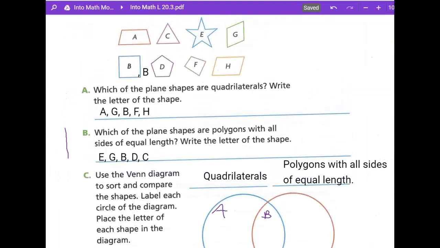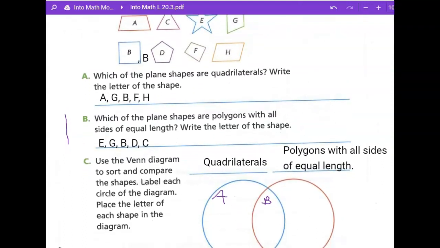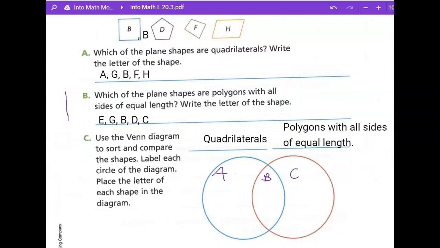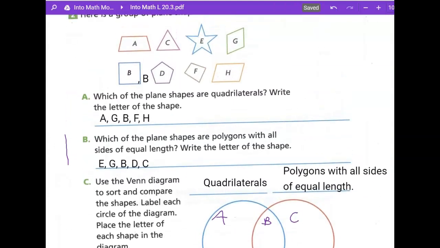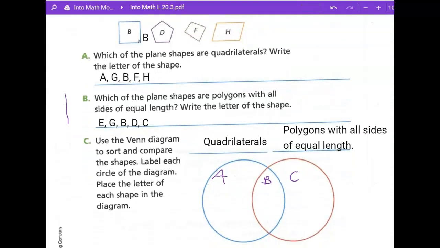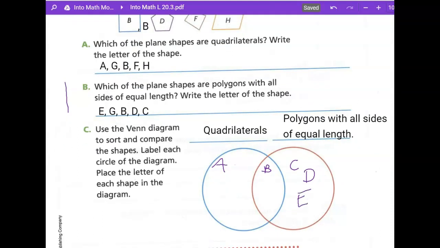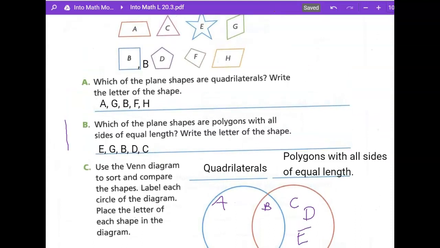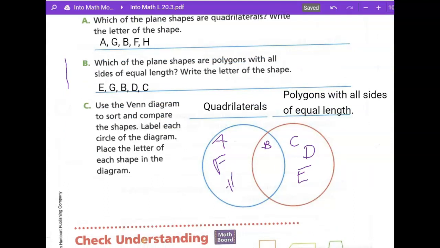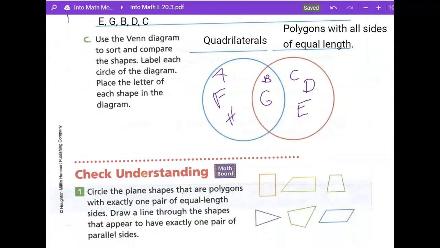C is not a quadrilateral because it doesn't have 4 sides. However, it does have sides of equal length. And then D is not a quadrilateral. It has 5 sides, not 4. And the sides are of equal length. E, not a quadrilateral, but it does have sides of equal length. And then F is a quadrilateral, but its sides do not have equal length, and H is the same. And I skipped G, and G should go in the middle because it meets both the criteria.